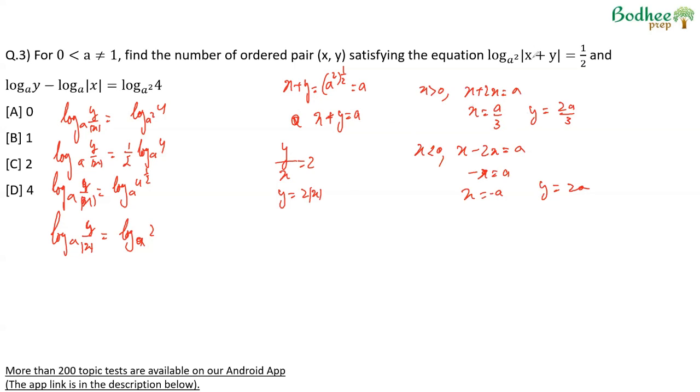In both the cases, mod of x plus y will open as a positive, so this mod does not need to be considered further in any case. So if you look at ordered pairs, there are two pairs possible: a by 3 comma 2a by 3 for x and y, or minus a and 2a. Hence, two solutions are possible, option C.